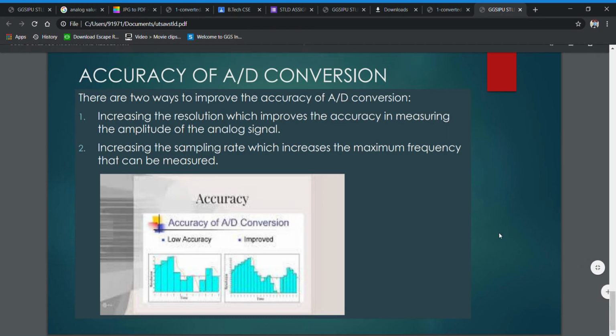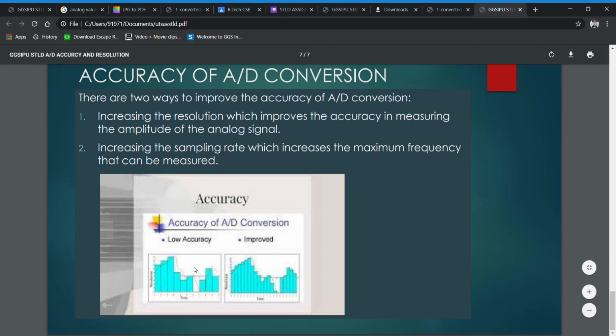Accuracy of AD conversion. There are two ways to improve the accuracy of AD conversion. One is increasing the resolution, which improves the accuracy in measuring the amplitude of the analog signal. That is, on increasing the resolution, it gives a more accurate result to determine the amplitude of the analog signal. And second, increasing the sampling rate increases the maximum frequency that can be measured.